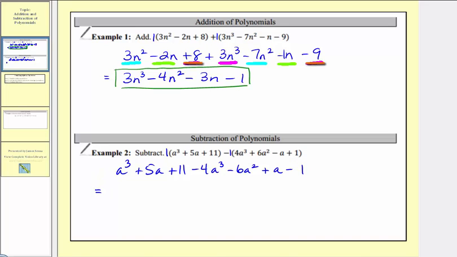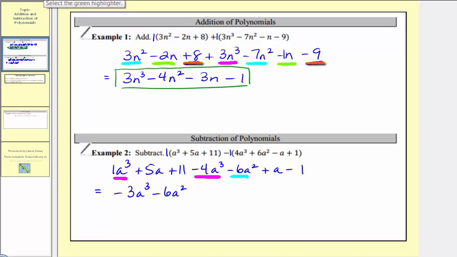So starting with the highest degree terms first again, that would be the degree 3 terms. So here we have a cubed and negative 4a cubed. Of course, the coefficient here is 1. So 1a cubed minus 4a cubed would be negative 3a cubed. And now we'll look at the a squared terms. There's only one a squared term here. It's a negative 6a squared. So our difference will have minus 6a squared.